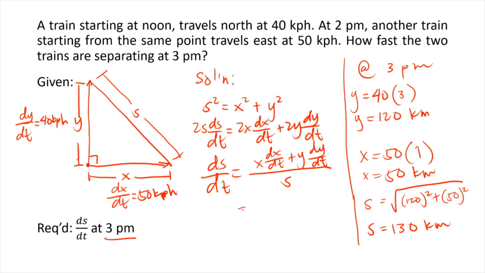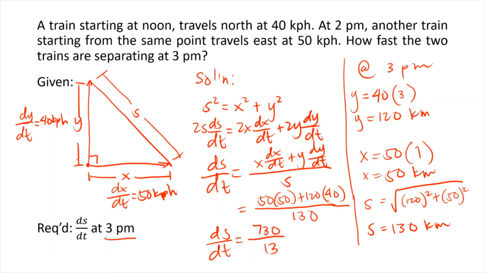And then let's plug in the values. x is 50, dx/dt is 50, plus y, where y is 120 kilometers, and then dy/dt is 40 kilometers per hour. So times 40, divided by s, which is 130 kilometers. Solving for ds/dt, we get 730 over 13, and the unit is kilometers per hour. So this is now the rate at which the distance between the two trains is changing at 3 p.m.